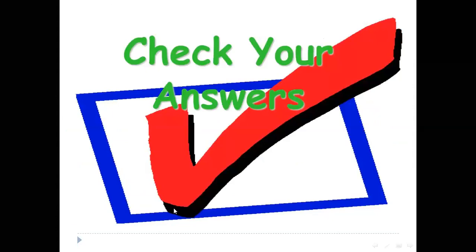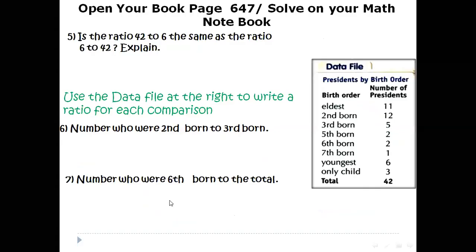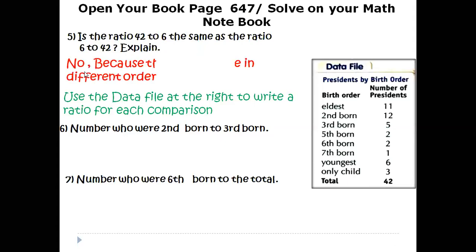Let's check the answers. Now, number 5, is the ratio 42 to 6 the same as the ratio 6 to 42? Of course not, because we say that the ordering is very important. So 42 to 6 and 6 to 42, they have different ordering, so they're not the same.